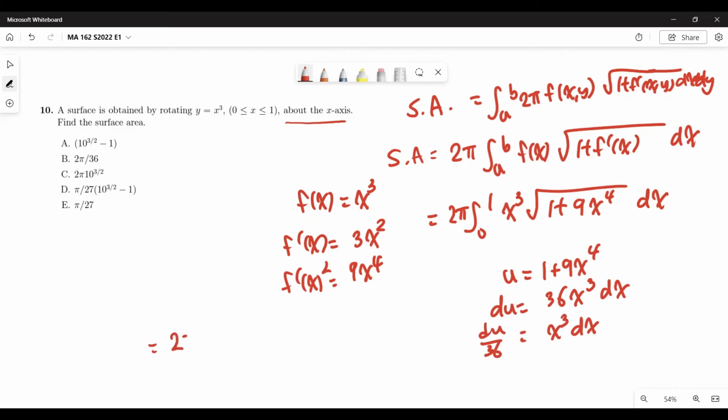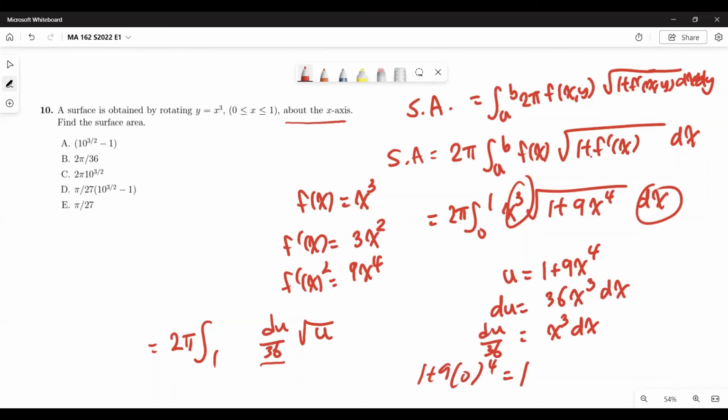So if you rewrite this, this is 2 pi du over 36, because we have this, right? So this becomes du over 36, and then square root of u. And then you're going to find the new bound. So 1 plus 0 to the 4th power is just 1, and 1 plus 1 to the 4th power just becomes 2. So this is 2 pi from 1 to 2, square root of u over 36 du.